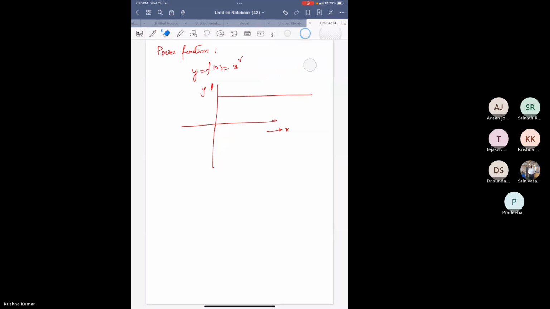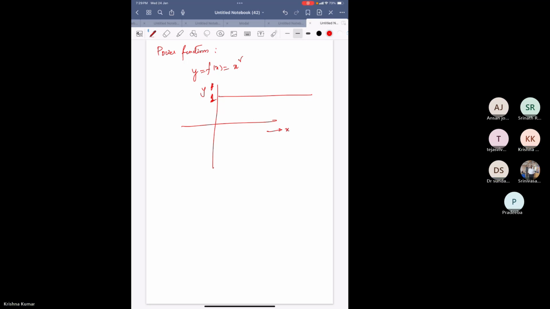Is that clear? Because you're going to face this kind of function quite often in all the work. So x power 0 is equal to 1, so I get a straight constant line, which is 1. Is that clear? Any questions? Yes, sir. Clear.